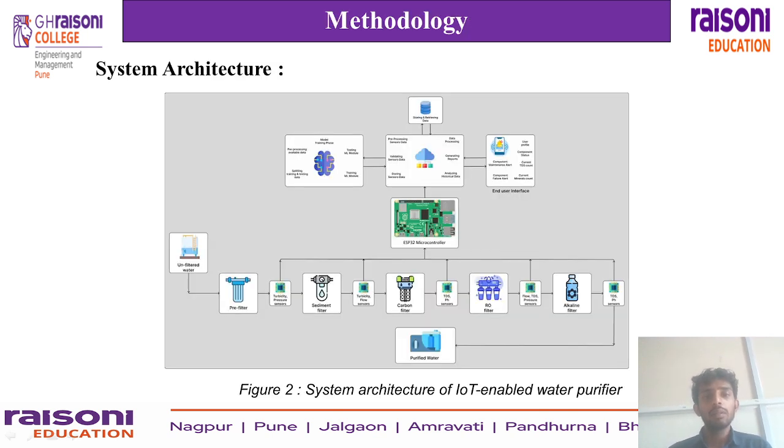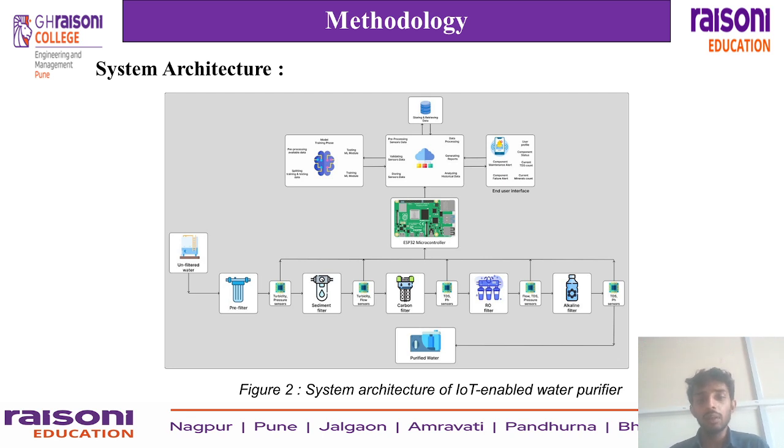This is the methodology of our project. First of all, unfiltered water goes through the pre-filter, which is basically used to remove contaminants larger than 5 microns. For measuring the water quality after the pre-filter, we have used the turbidity sensor and pressure sensor. Then the water goes into the sediment filter. The sediment filter basically removes contaminants less than 5 microns and more than 1 micron. After that, we have used turbidity sensors to measure the turbidity of the water.